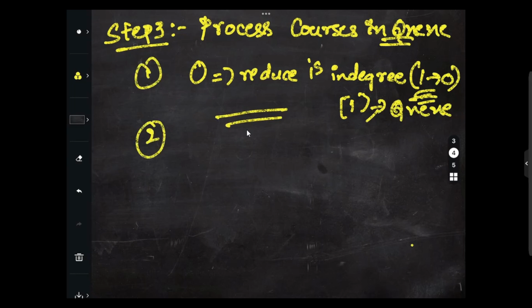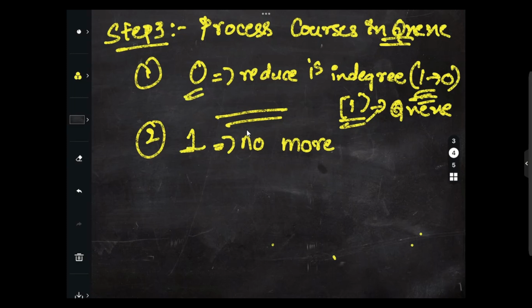And the second step here is we will take 1 next. So we have added 1 to the queue here. So we will take 1 now, pop this one, pop 1 from the queue. So now we have no more dependencies. We had 0 and 1.